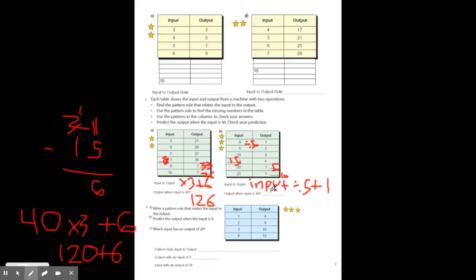What's the output when it's 40? Well, let's substitute the word input for 40. So it's 40 divided by 5 plus 1. So 40 divided by 5 is 8, and 8 plus 1 is going to equal 9. So the output is going to be 9.